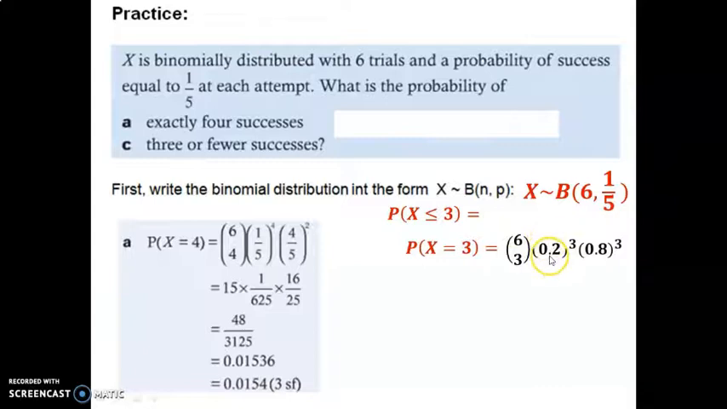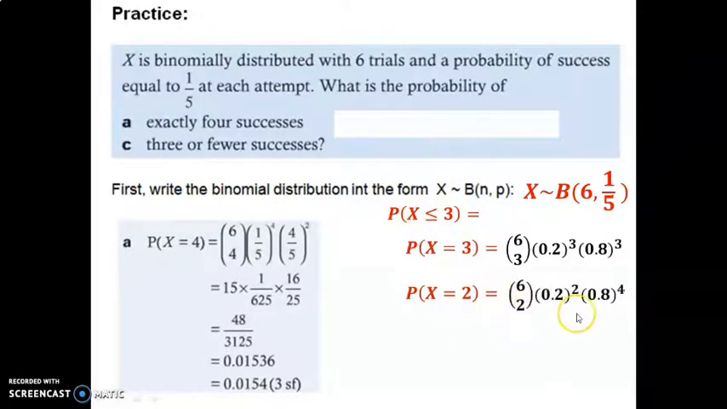Here's a success, 1/5 is 0.2, and here's 3 failures, all right? So 3 successes, 3 failures. All right, the next one then would be x equals 2, right? Because we're looking for anything under 3. So we need this one. What would this one be?